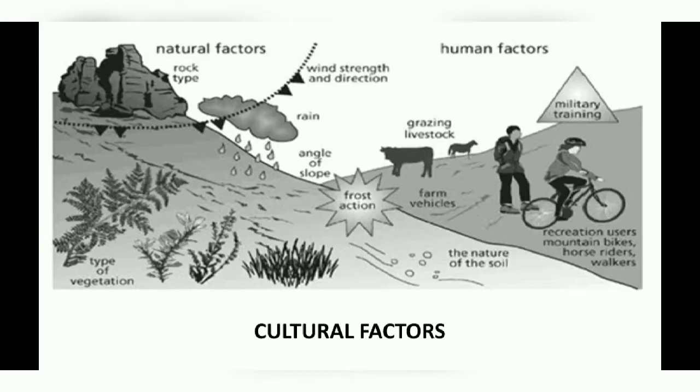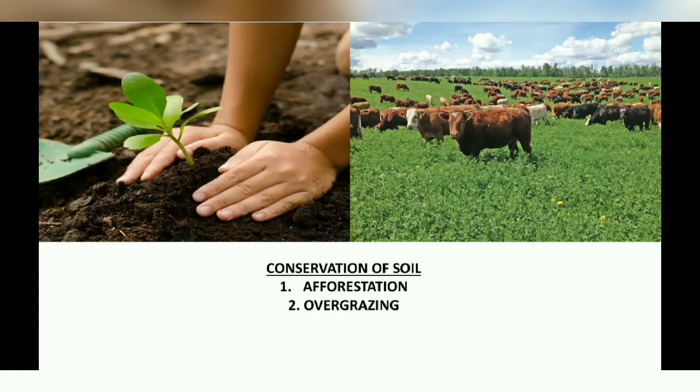And the next factor is the cultural factor. Cultural factor is mostly by human activities, such as overgrazing of livestock, overusing of soil. These are all caused by human beings. So this is the cultural factor. Moving on, conservation of soil. How do we conserve soil? Number one is by afforestation, by planting more trees, as well as number two, controlling overgrazing. So we should control overgrazing.